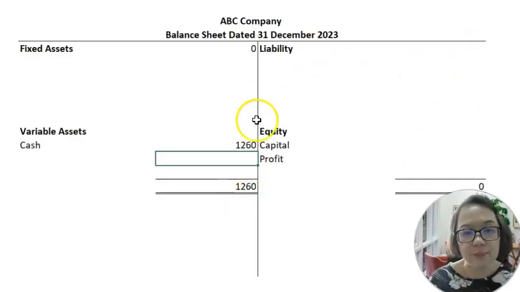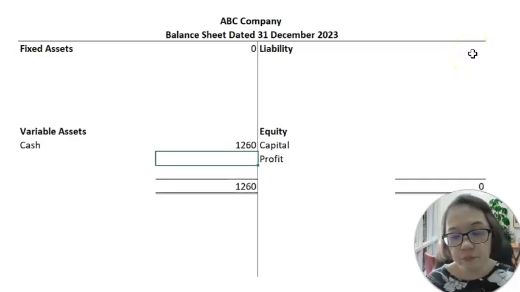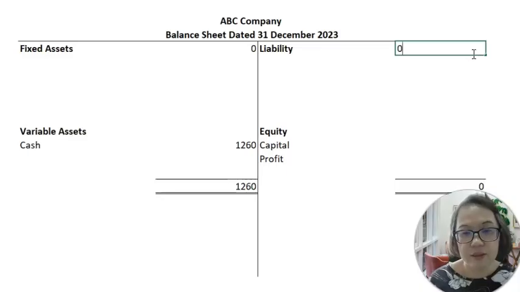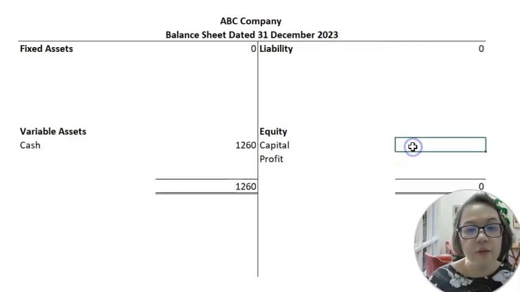Next, we are going to liability. Liability part refers to the borrowings. Since the company didn't borrow any money, then we put it zero. If the company does borrow money, then we have to put the figure here. Any amount of borrowing, we have to put it here.